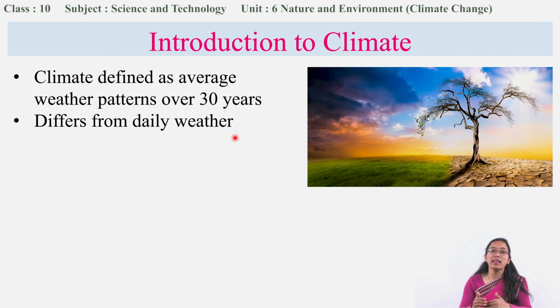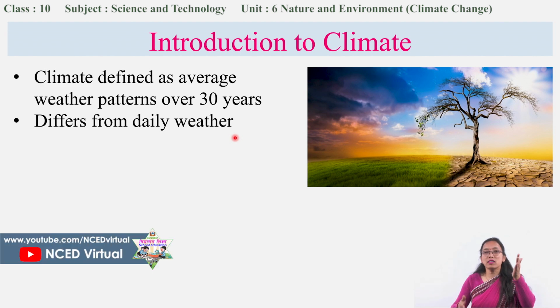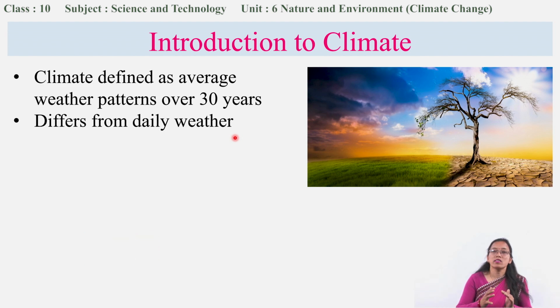Now, this is different from weather. Weather changes every day, even from morning to evening. Sometimes in the morning it is sunny and in the evening it is raining. Sometimes it is windy, so weather is different, but climate is not weather. Climate takes a long time. The climate is over 30 years, but weather is continuously changing. That means the 30-year pattern of weather is called climate.